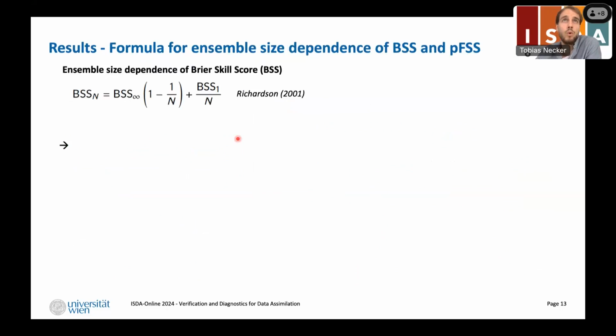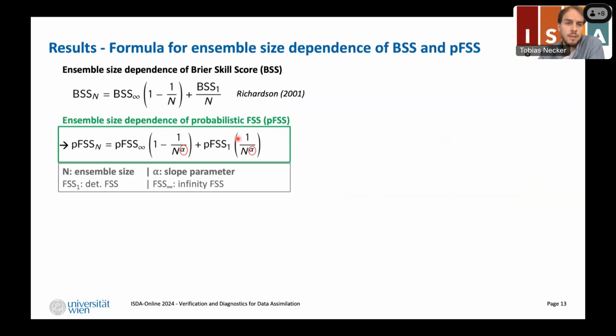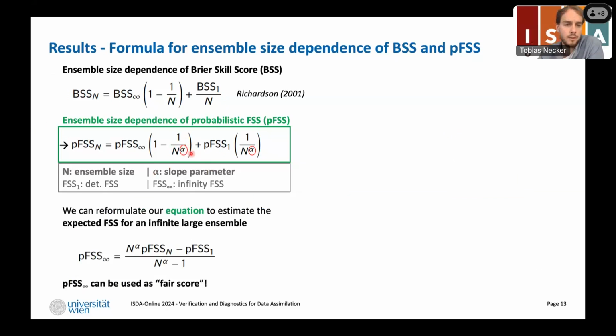So when we tried to find the equation that describes the ensemble size dependence, we actually started with an empirical approach and fitted the data from our ensemble. In the end, we found that our equation is very similar to a known result for the Brier skill score. The only thing that we needed to change is to introduce this alpha parameter, which is a slope parameter, so that the equation can very well match our data.